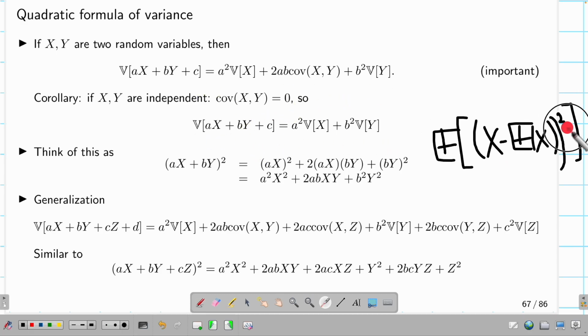So how do you understand this? There's a square in variance, so we can think of variance as a square operator. Then this is basically the quadratic formula, so this is like the variance version of the quadratic formula. And for the cross term, by definition, this is covariance. So this is a very important formula.